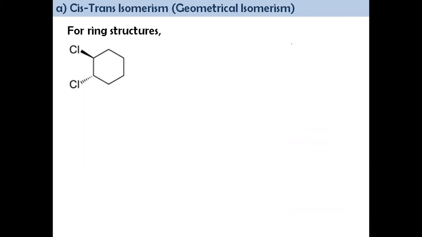What about if we have a ring structure? So, ring structure ini bermaksud cyclic compound. So, dia cyclic memang boleh memenuhi syarat yang pertama. Okay, syarat yang kedua, two different group.